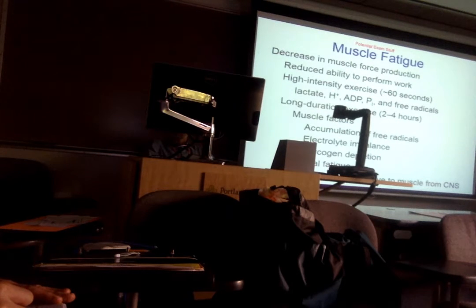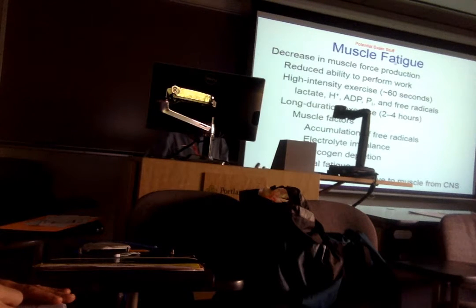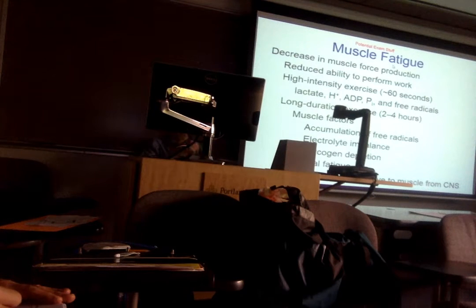Okay, potential exam stuff. This says muscle fatigue. So we tend to conceptualize what muscle fatigue is. It's you can't push the pedals around anymore, or you can't squeeze a dynamometer, or you can't lift the weight. So it's a decrease in the ability to produce force, right? Perform work, push the pedals around.